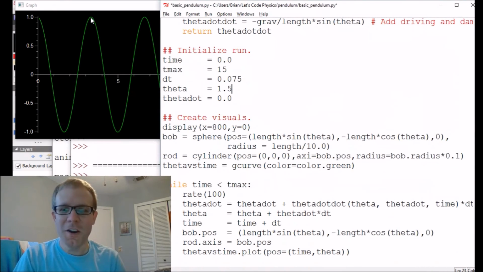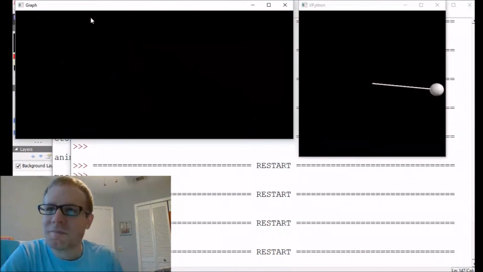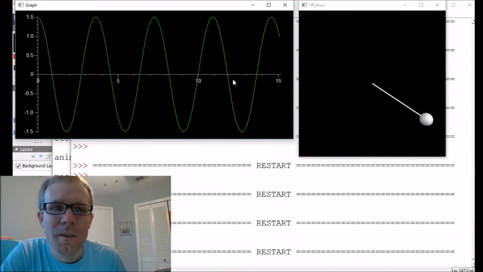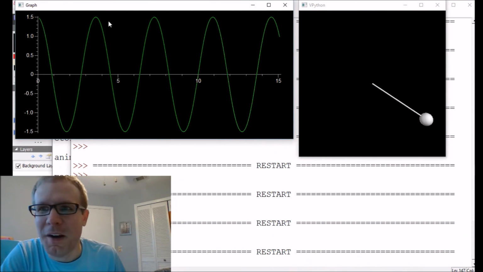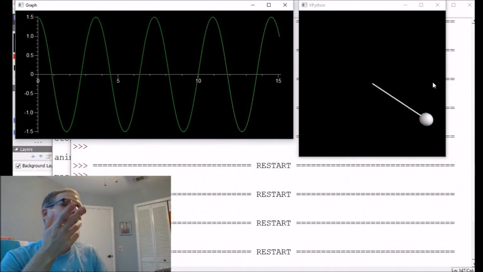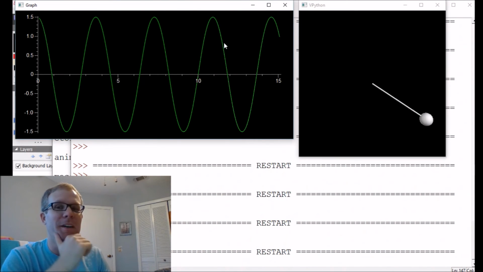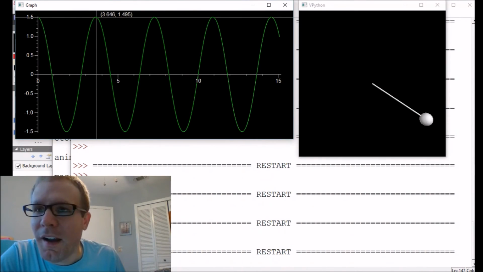Let's take this to 1.5. Now you can see it's definitely beyond a small angle at this point. Well, 1.5, you got to remember, is about half of pi, so that's going to be about pi over 2, which is about 90 degrees out here. Yeah, that one's all the way out, already out to 3.6.